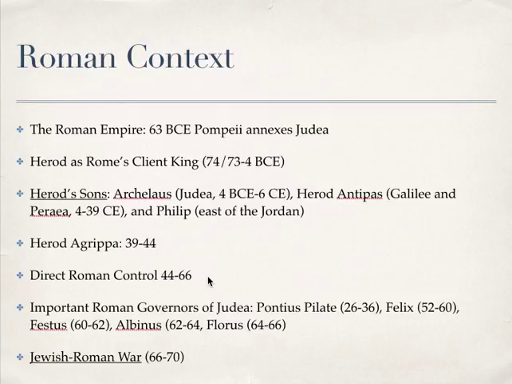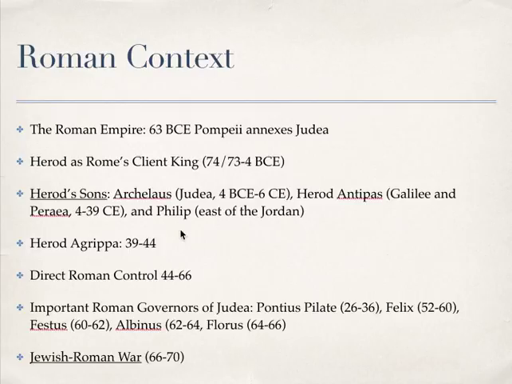The Roman emperor would appoint governors to Judea, and those governors would run the country. And so 44 to 66 was a time where Judeans didn't even have their own leaders, which became a major point of conflict.